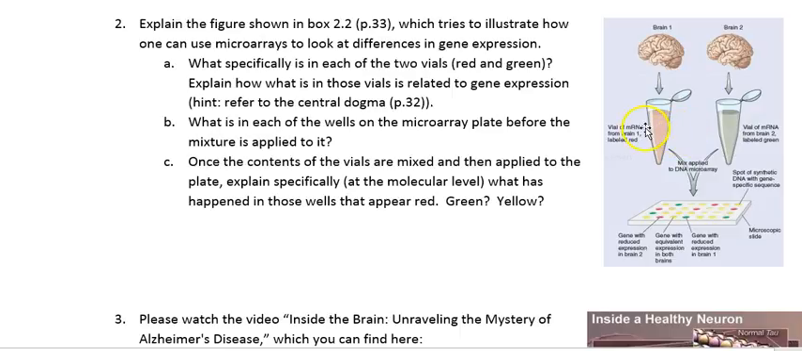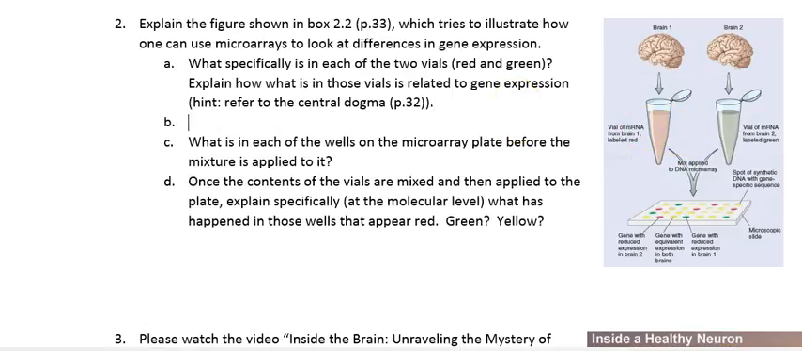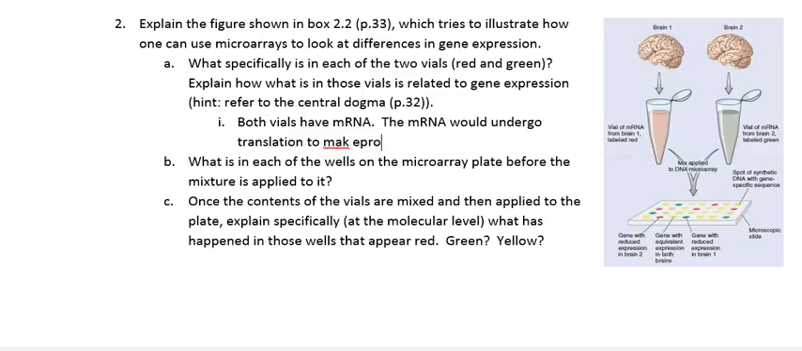So for A, we said that in both the vials you find mRNA. And as it relates to gene expression, the mRNA will undergo translation, which creates proteins. And it's these proteins that carry out the specific functions and dictate what cells can and cannot do, which results in gene expression. Okay.